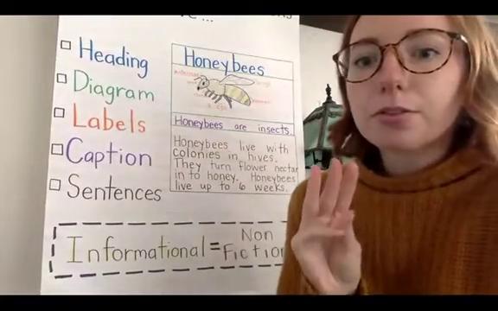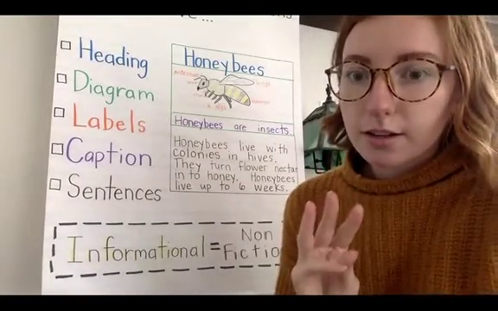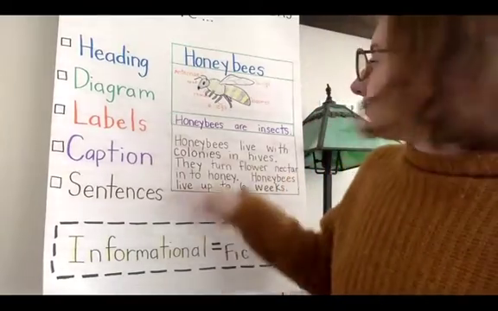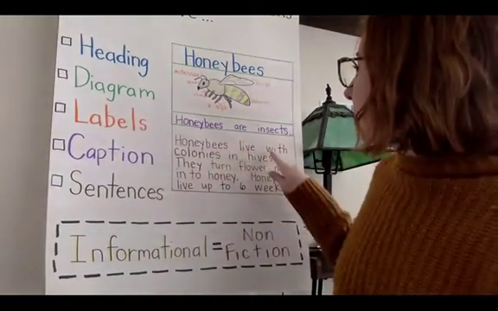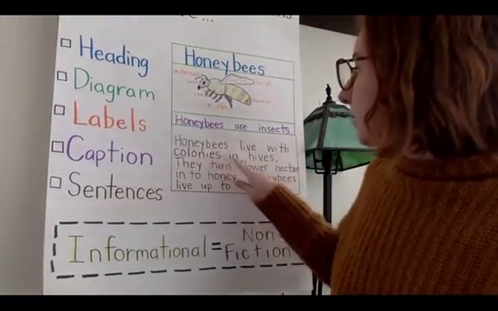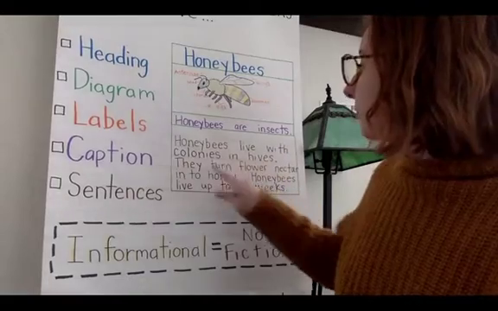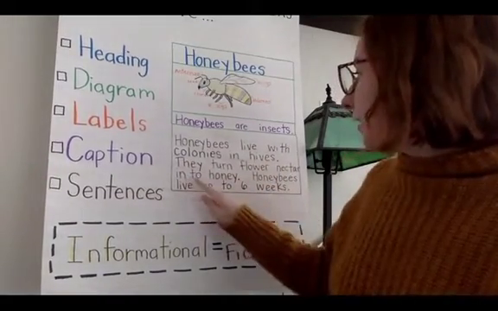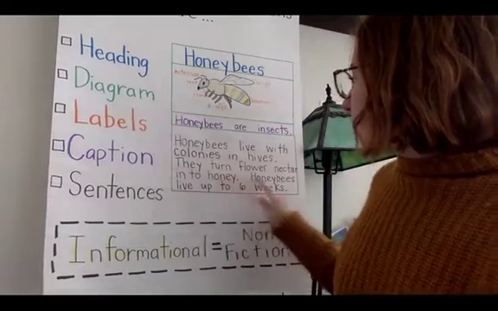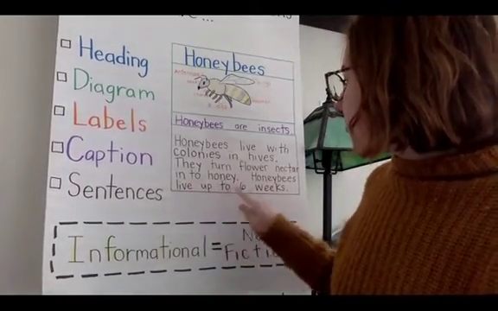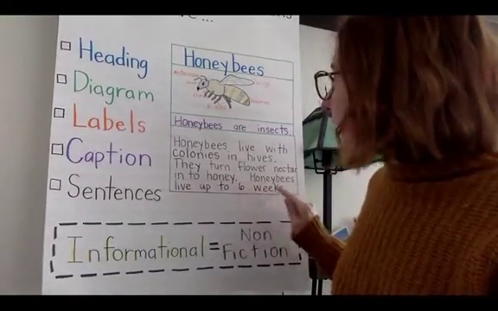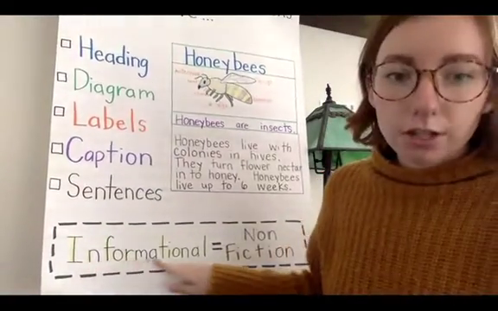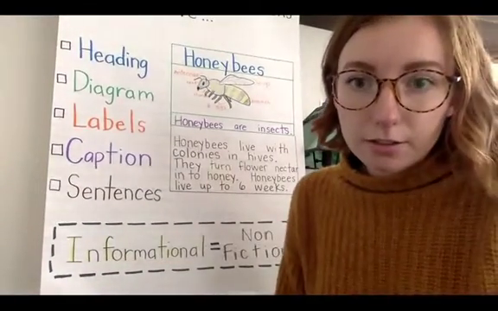Now, this is where you're going to be writing. I want you to write 3 sentences about the insect you choose. This is what I wrote. Honeybees live with colonies in hives. They turn flower nectar into honey. Honeybees live up to 6 weeks. That gave you a lot of information about honeybees.